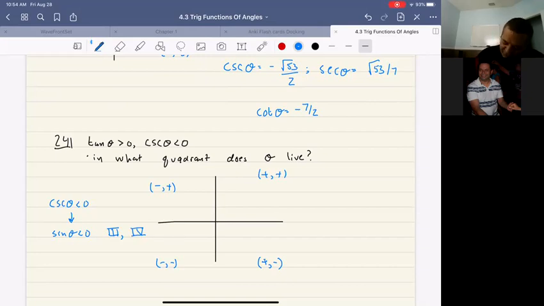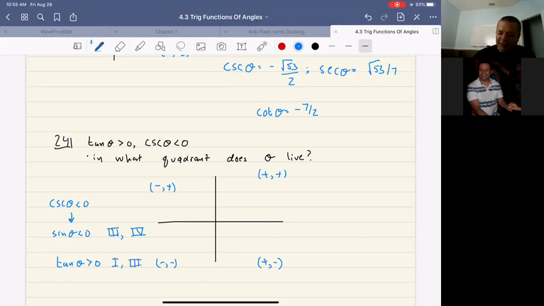Okay, now what about tangent of theta? When is tangent of theta bigger than 0? Well, tangent of theta is bigger than 0 whenever the x and y have the same sign. So that happens when? Here in the first quadrant, they're both positive. So when you divide them, right, it's going to be positive. Here in the third quadrant, both of them are negative. So when you divide them, tangent is going to be positive. Okay, so first and third.